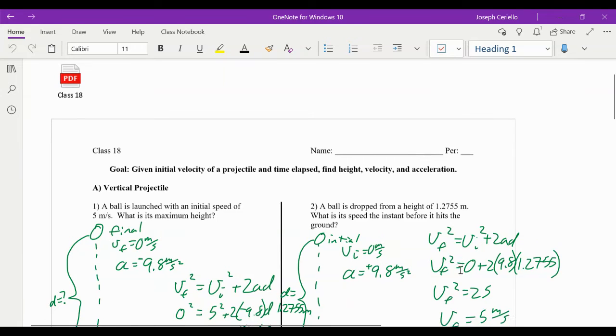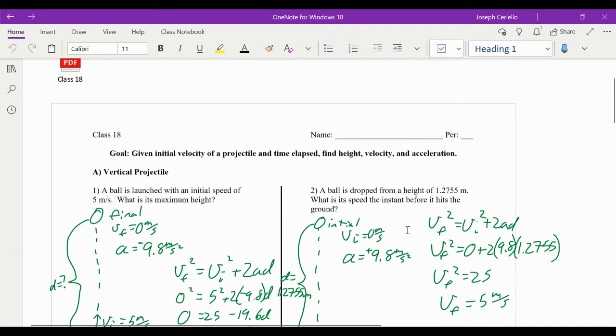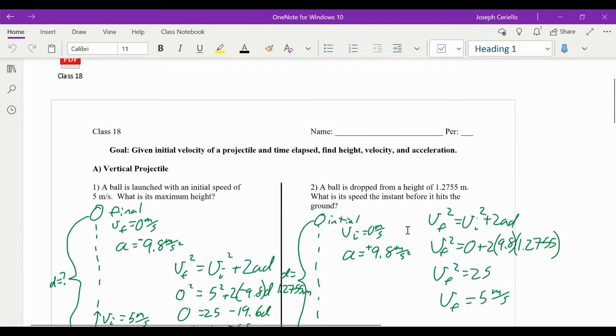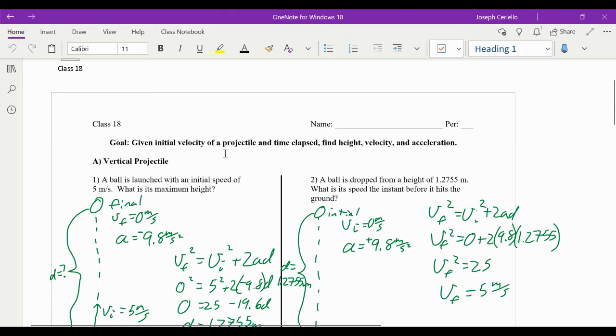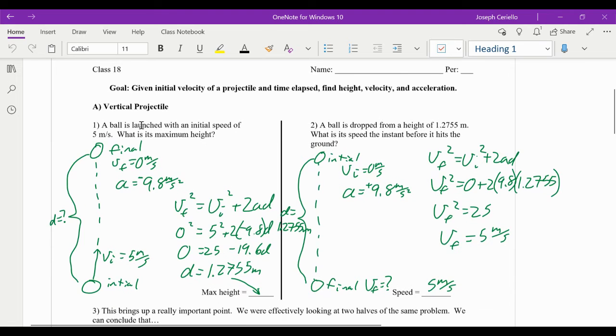Everyone, so we're looking at class 18. I'm not going to work through this one with you. I'm just going to talk you through it. So our goal is to, given the initial velocity of a projectile and time elapsed, find the height, velocity, and acceleration. So we have problem one and problem two here. And what we'll see is these problems are actually two sides of the same problem.